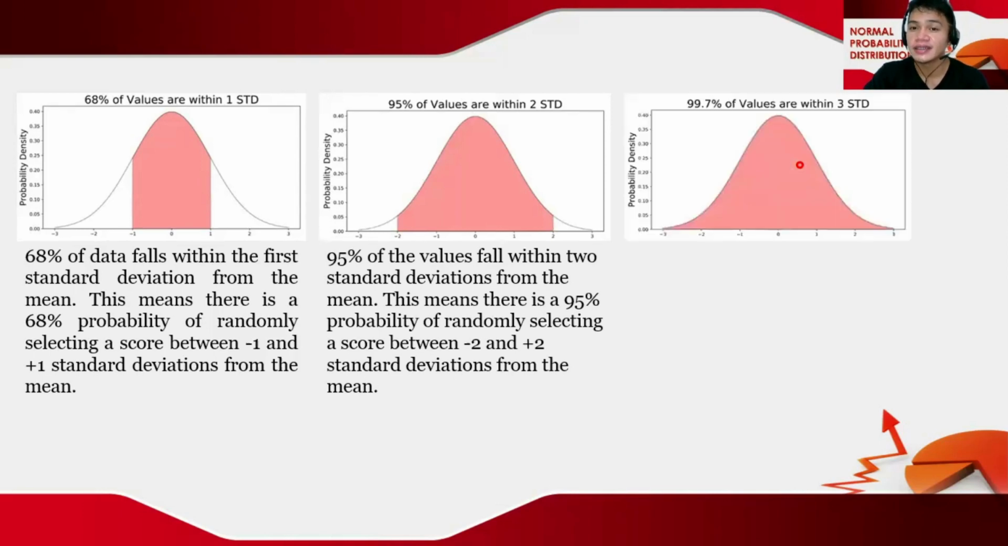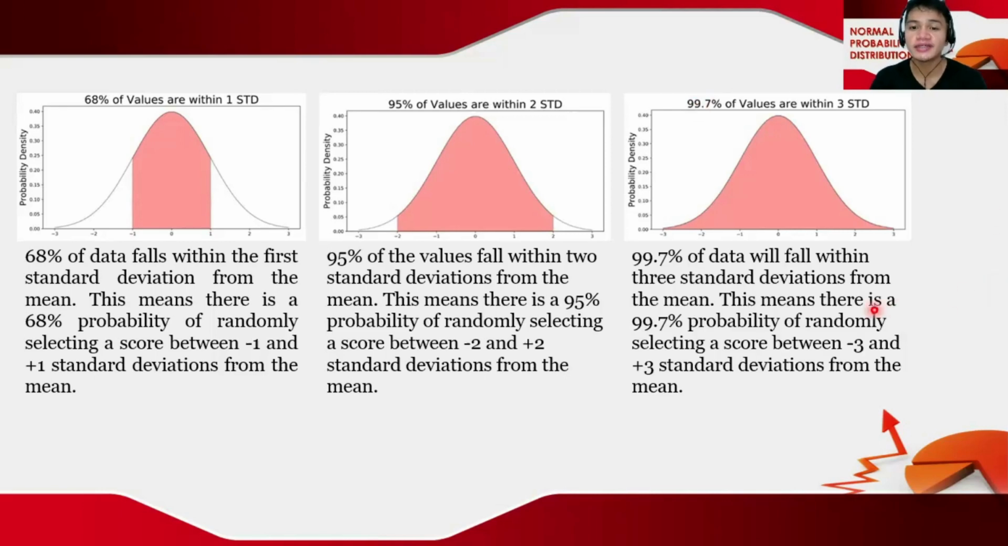And lastly, 99.7% of values are within 3 standard deviations. It means 99.7% of the data fall within 3 standard deviations from the mean. This means there is a 99.7% probability of randomly selecting a score between -3 and +3 standard deviations away from the mean.